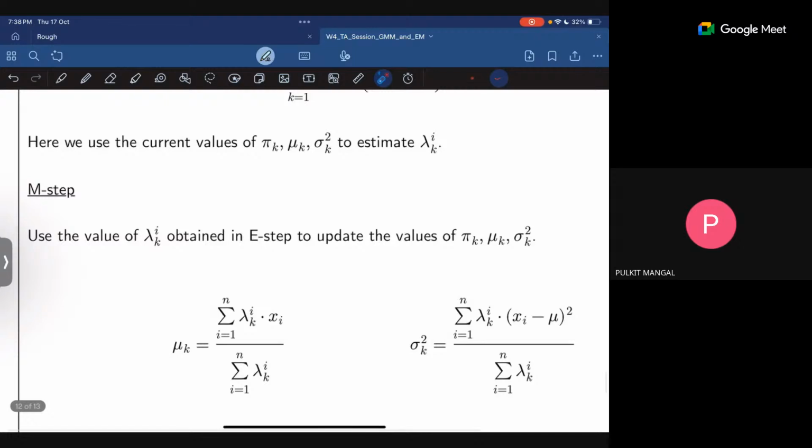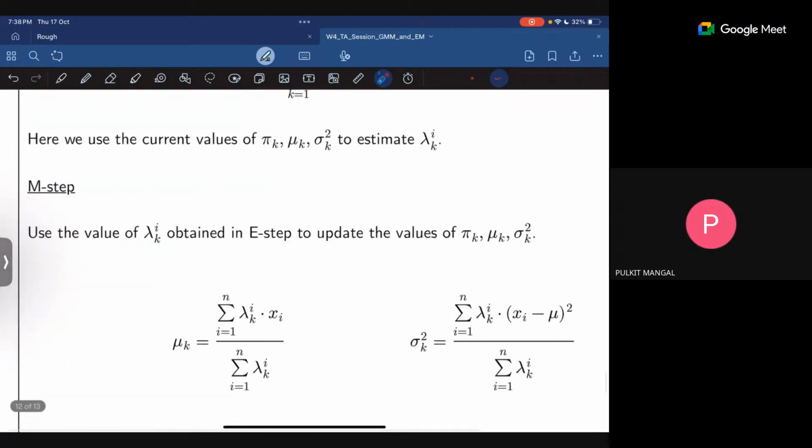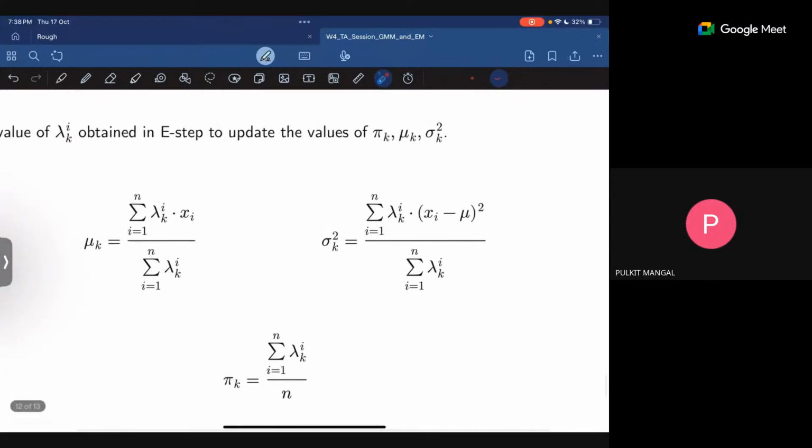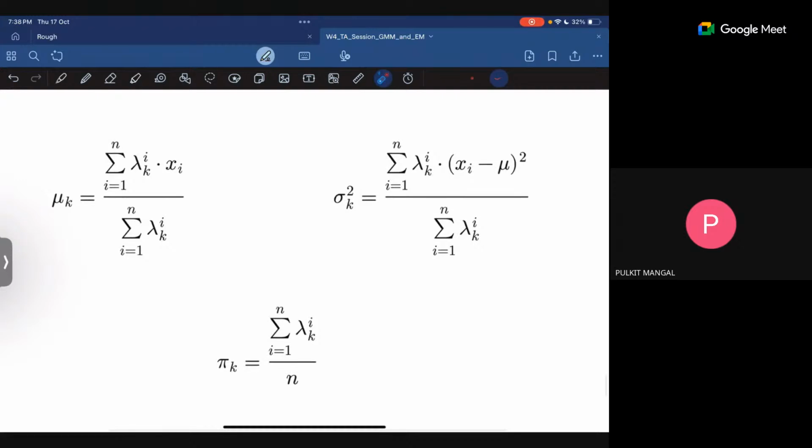Now the M step. What we will do is use the lambda ik values that we got before in the E step to update the values of our pi k, mu k, and sigma square k. And that's how they will be represented. If the equation is not clear, what the Prof said was mu k is nothing but the weighted average of the data points, and they are weighted by this lambda ik probability. So mu k is the weighted average.